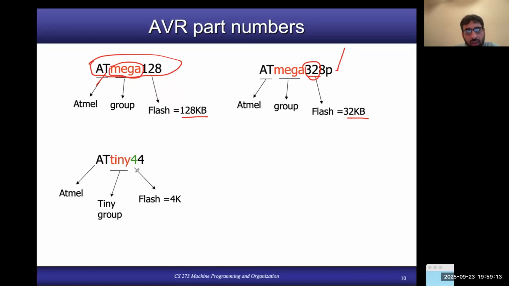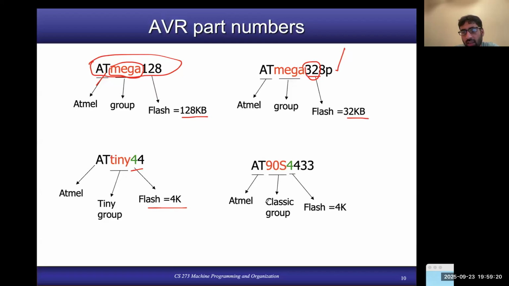This is another example, and here it is telling us that the flash memory is only 4K in size. And this is an example from the classic group, and it has a program memory of only 4K.